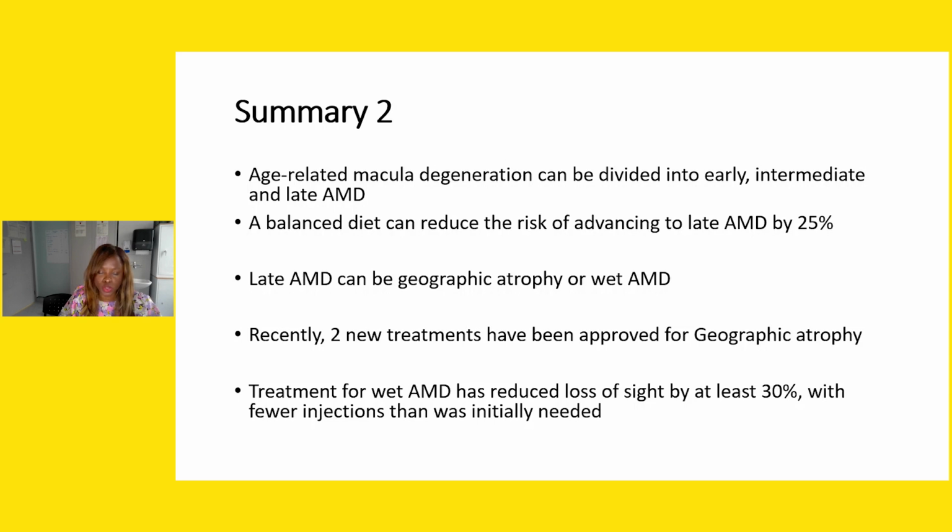But meanwhile, we do have multiple treatments in clinical trials that we're hopeful will deliver treatments to us for our patients soon. With regards to wet macular degeneration, we've advanced leaps and bounds over the last 20 years or so, with treatments now that have helped reduce sight loss by at least 30%, with fewer injections than was initially needed, with more durable treatments now available in most clinics across the UK.